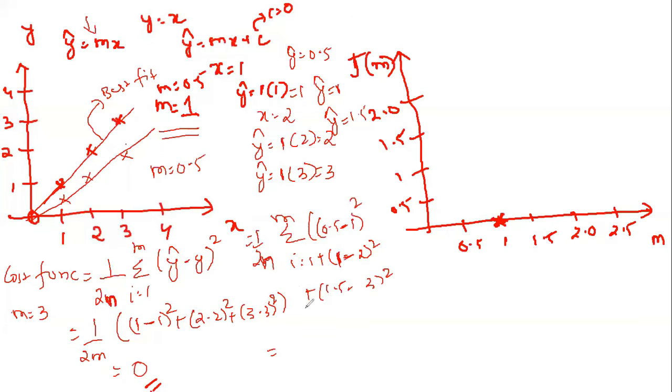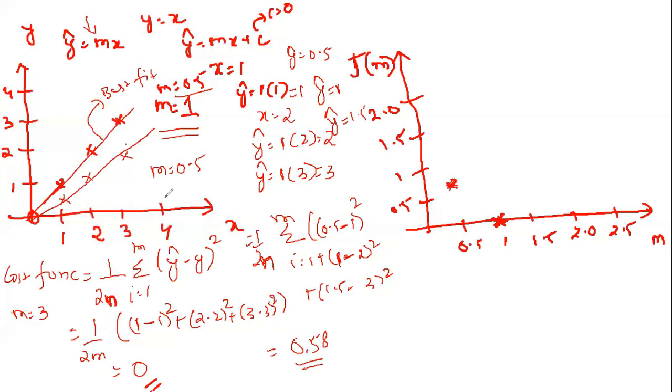Okay, and if you compute this, you will be getting somewhere around 0.58. Now when I say 0.58, this is your cost function. When your m is 0.5, your cost function is 0.58. So here you can see when your m is 0.5, your cost function is 0.58. So it will be coming somewhere here. Your next point will be coming somewhere here.